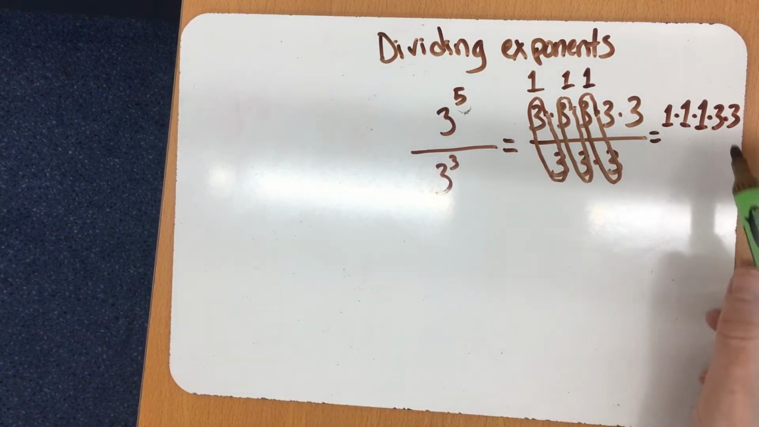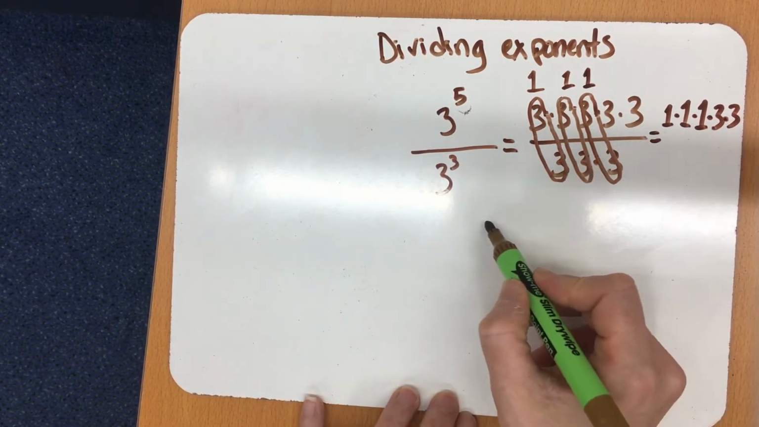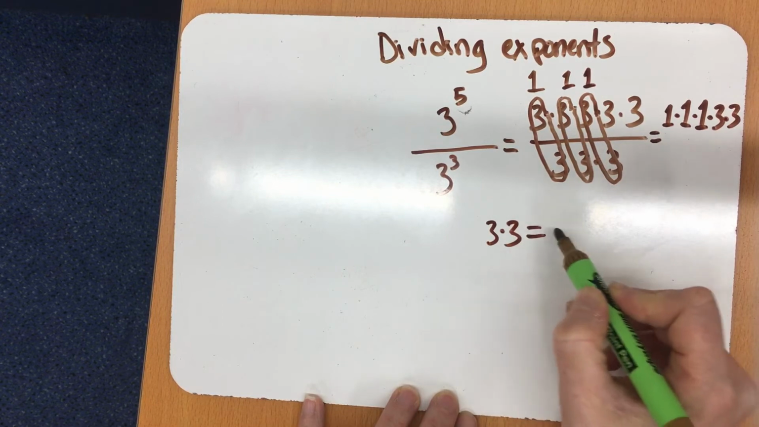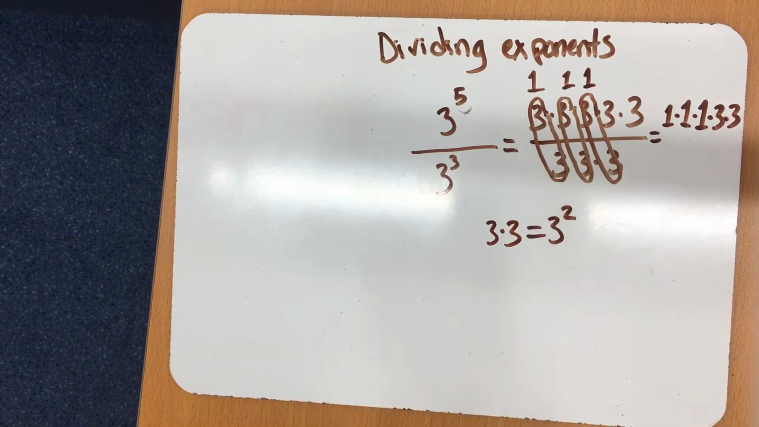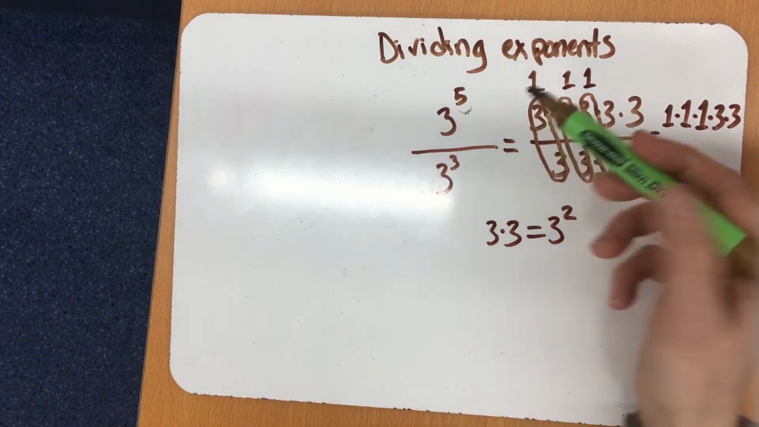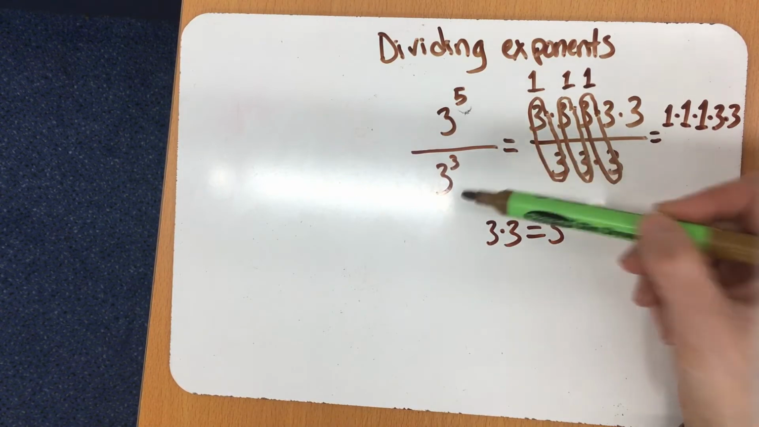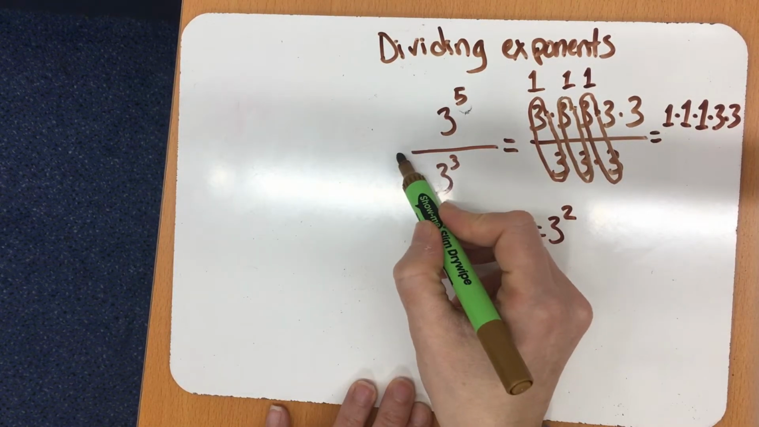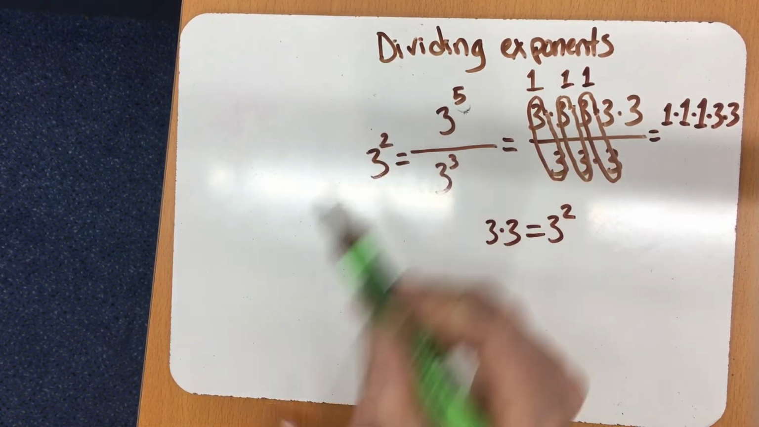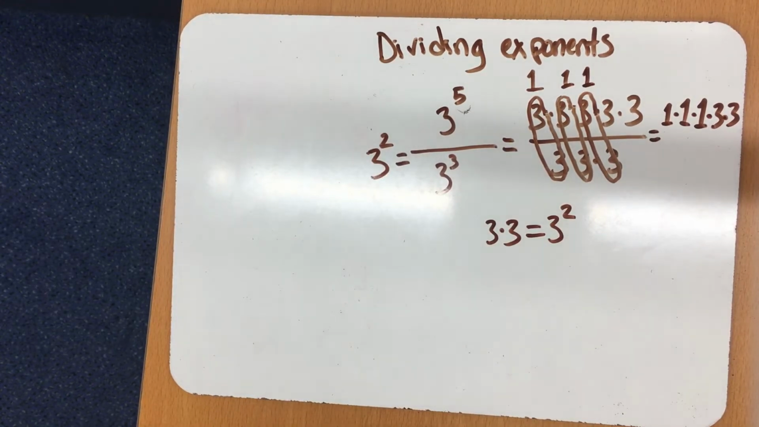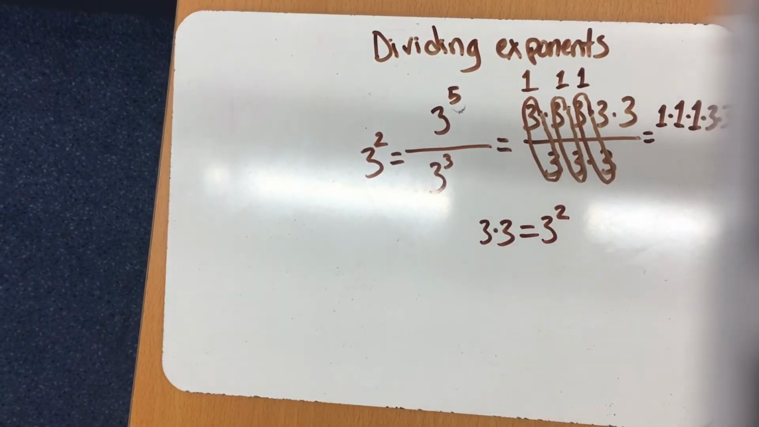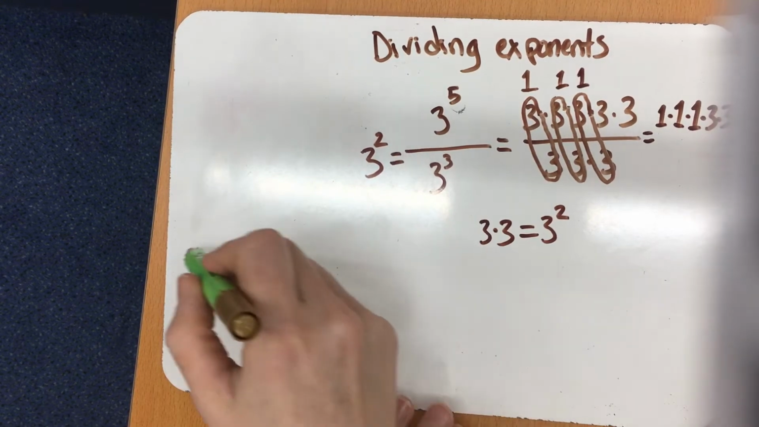Well, hopefully you can see that that actually just simplifies down to 3 times 3, which is the same thing as 3 to the 2nd power. So what that means is 3 to the 5th power divided by 3 to the 3rd power is equivalent to 3 to the 2nd power. So that's the first example I'm going to show you. And remember, you're thinking, do I see a pattern here?